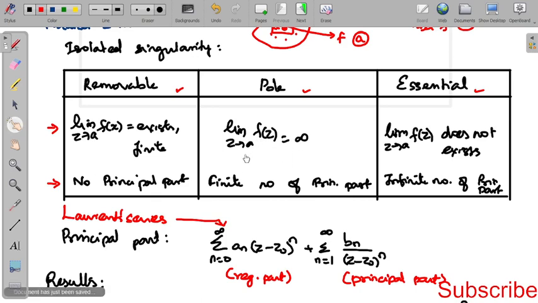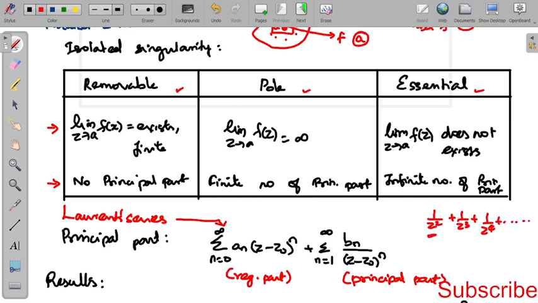If you take the poles, the limit will be equal to infinity. That is the limit of the function. If you apply it, you are getting some value divided by 0, that gives infinity. And the second, if it consists of a finite number of principal parts, that is, a finite number of denominator z parts, that is also a pole. Then essential means limit z tends to a of f does not exist, and there are infinite number of principal parts. For example, 1 divided by z square plus 1 divided by z cube, then 1 divided by z power 4 plus, etc.